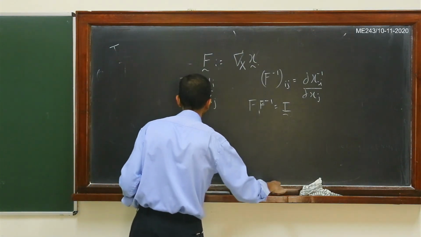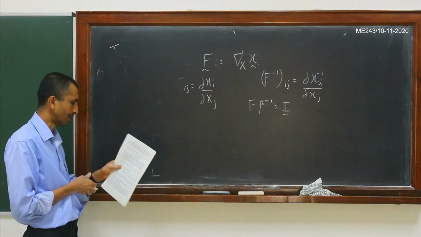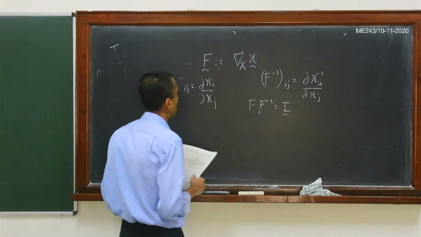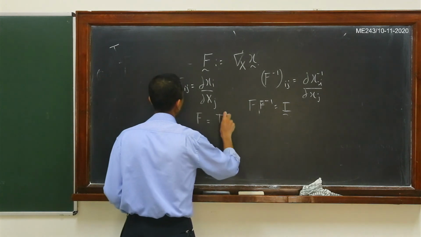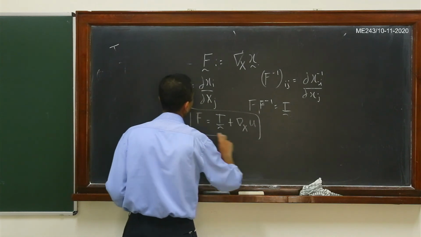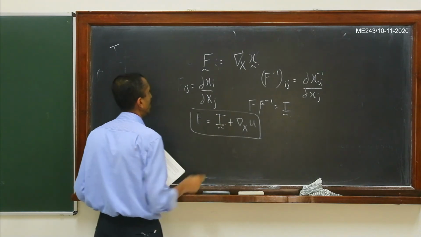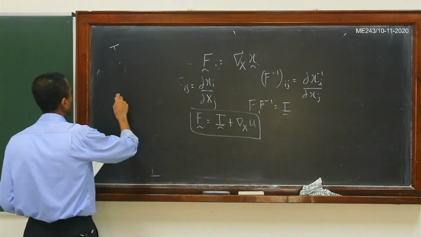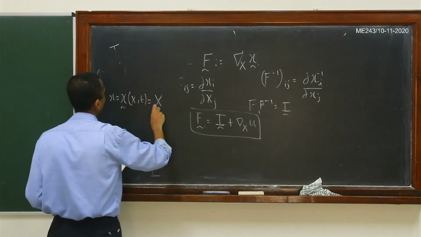Next is the relation between the deformation gradient and the displacement gradient. Let us look at that. F is now equal to I plus del u. Let us show this particular relation. It is obtained simply from the relation that x is equal to chi of X comma t, which is equal to capital X plus u.